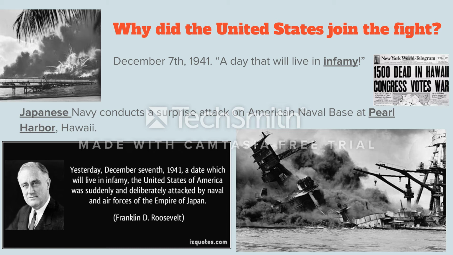And the day after this sudden and deliberate attack, FDR asked Congress for a declaration of war in his most famous speech. Below you see some of the words from that speech. "Yesterday, December 7th, 1941, a date which will live in infamy, the United States of America was suddenly and deliberately attacked by naval and air forces of the Empire of Japan." He's very clear in his intent. He wants the United States to go to war with Japan for causing this destruction in Hawaii. You have some pictures around a newspaper headline in the corner.